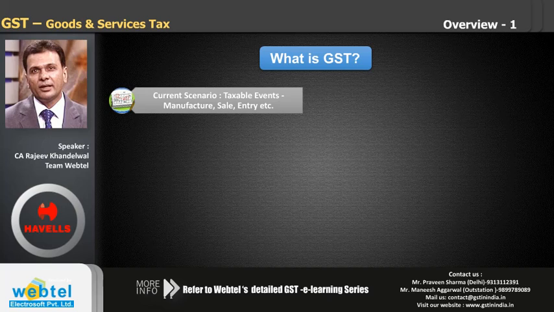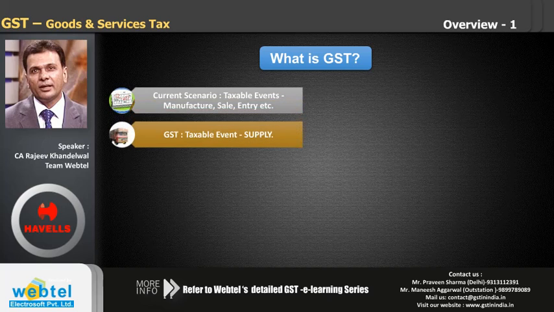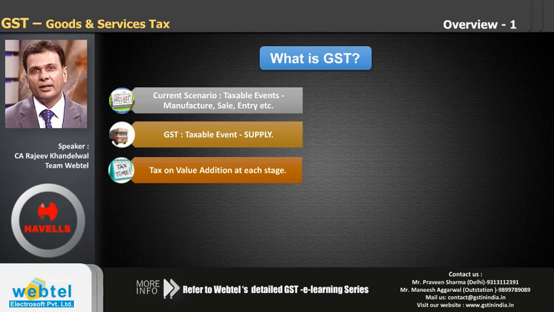But in GST, there will only be a single taxable event, which will be supply. We won't have any tax on manufacture, we won't have any tax on sale, we won't have any tax on entry of goods, etc. There will be a single tax, GST, which will be levied on supply of goods and services. In fact, this will be a tax on the value addition at each stage.